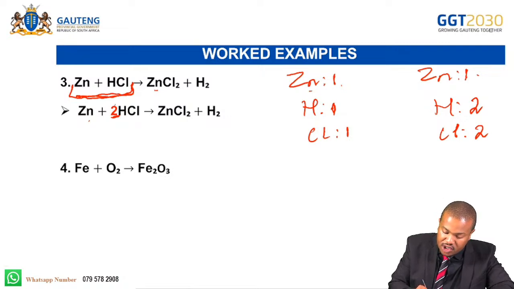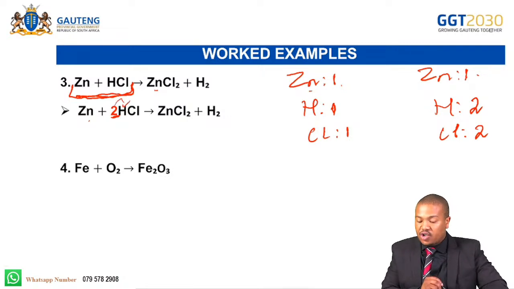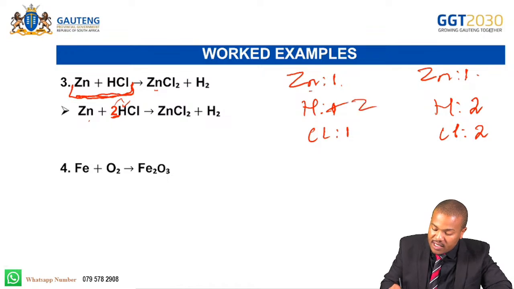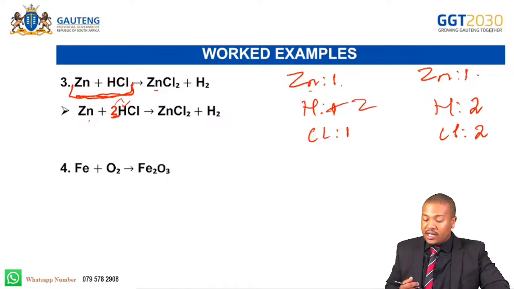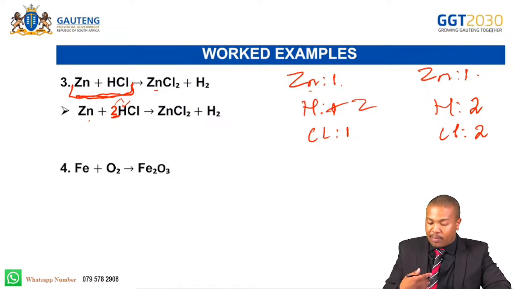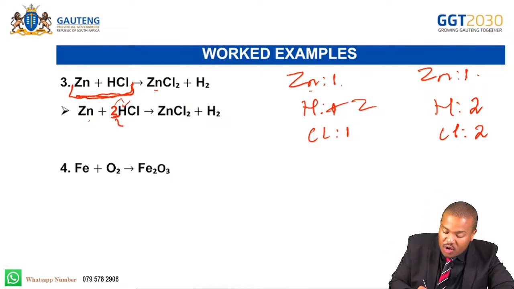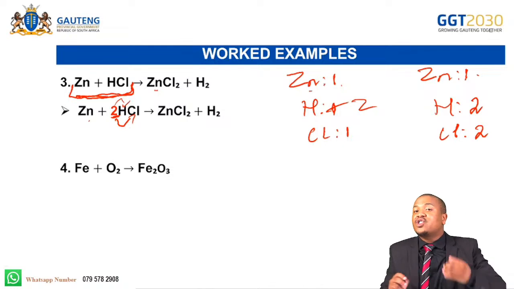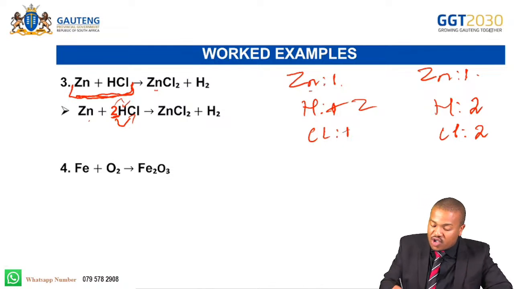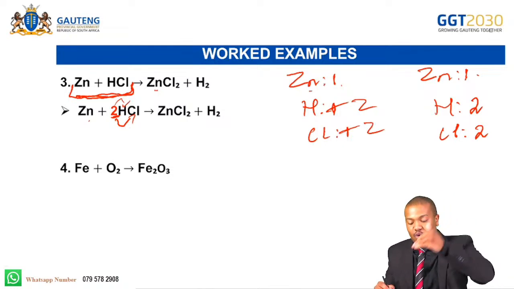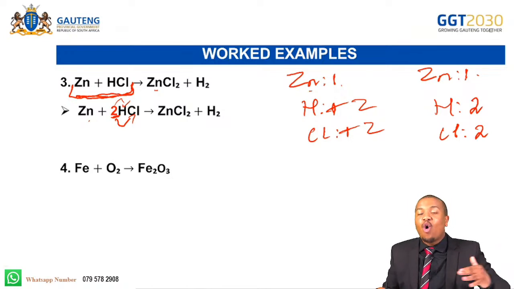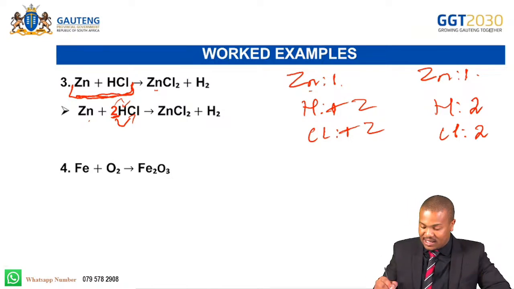We have this 2 multiplying this hydrogen to give us how many? To give us 2 hydrogens, right? And we have 2 hydrogens on the product side. Now the hydrogens balance. But this 2 also multiplies this chlorine to give us 2 chlorines, and we have 2 on the product side, and the whole equation now balances, right?